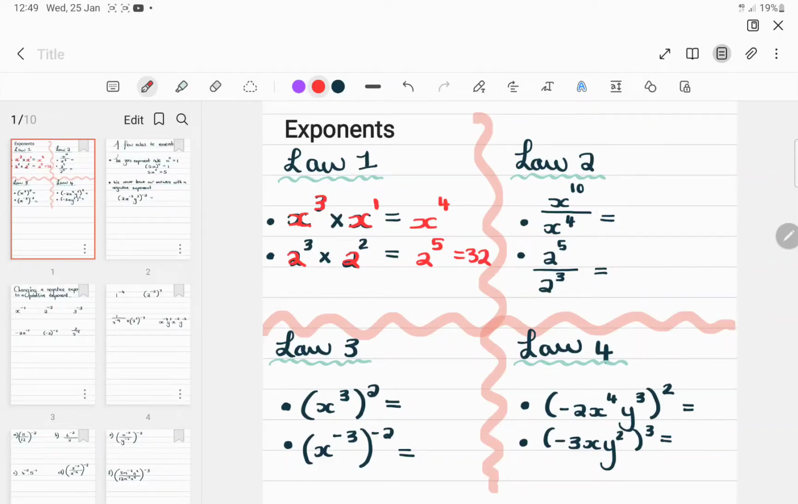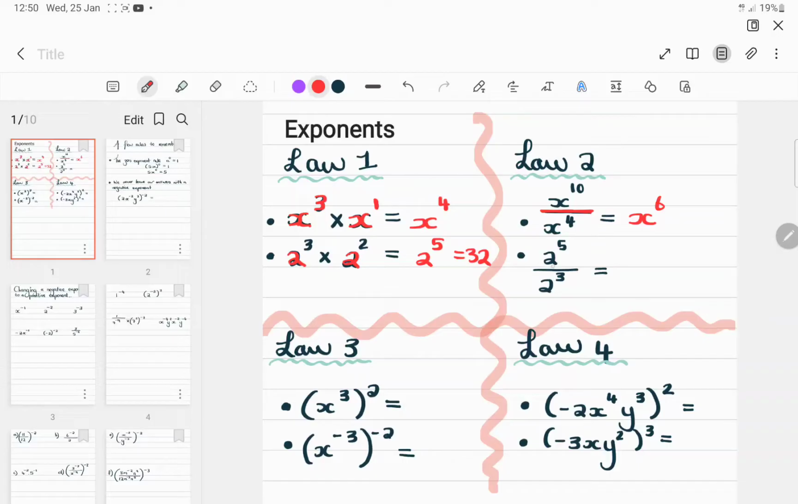Okay, law 2 is when you divide. So this line over here tells me it's a division. So x to the power 10 divided by x to the power 4. You keep your same base, and now instead of adding the exponents, you subtract your exponents. 10 minus 4 is 6.